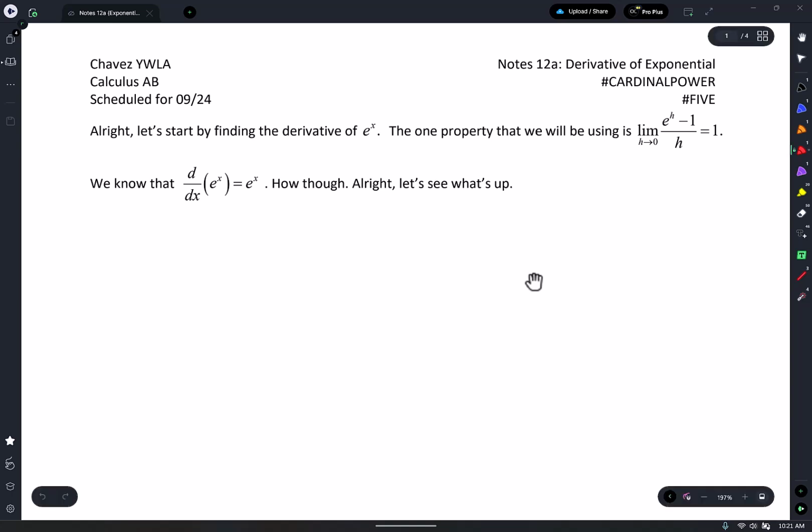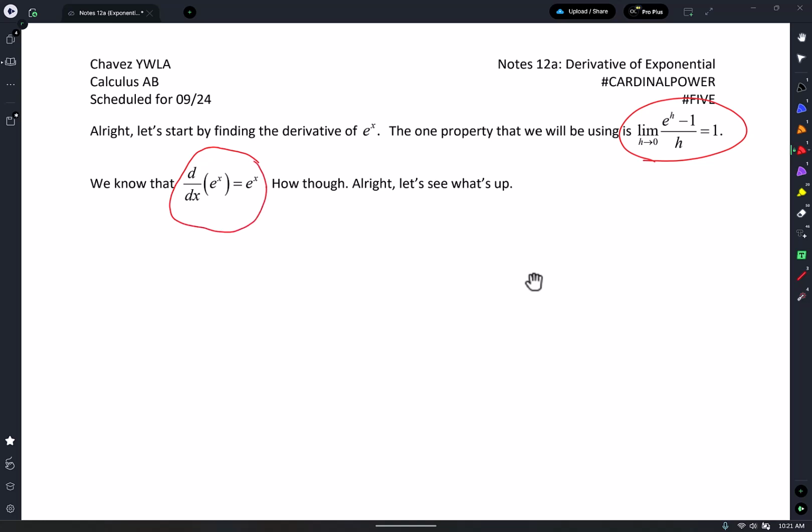So it says, let's start by finding the derivative of e to the x. The one property that we will be using is this one, and we know that the derivative of e to the x is e to the x. So how though? I guess I should have put a question mark right here.